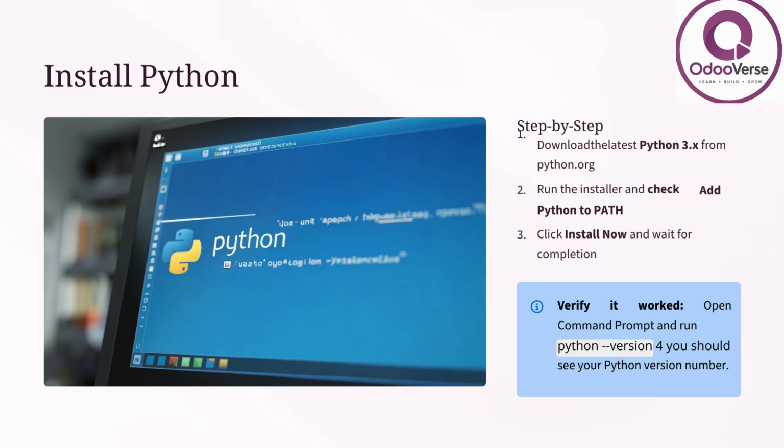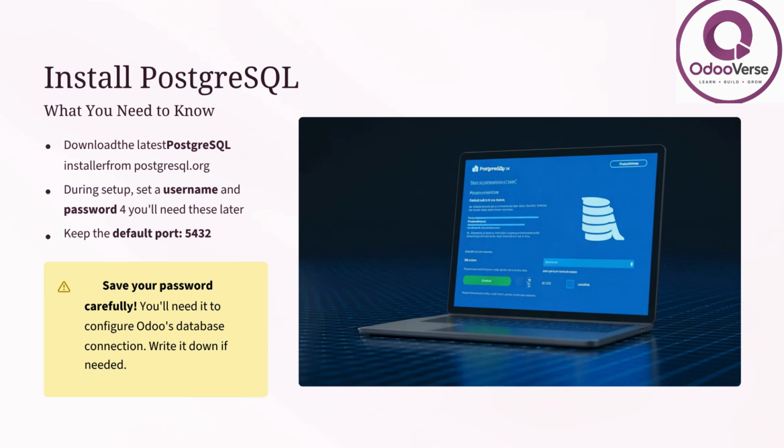Once installed, open command prompt and type python --version. If you see the Python version number on your screen, congratulations! Python is installed successfully. Next, we need to install PostgreSQL.